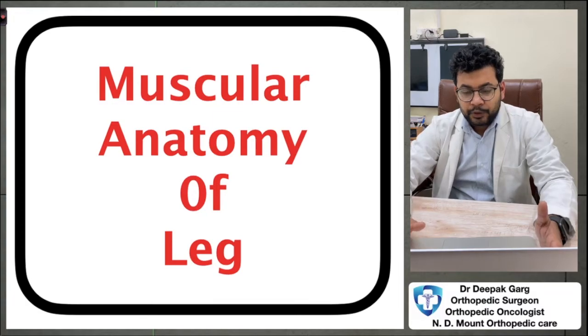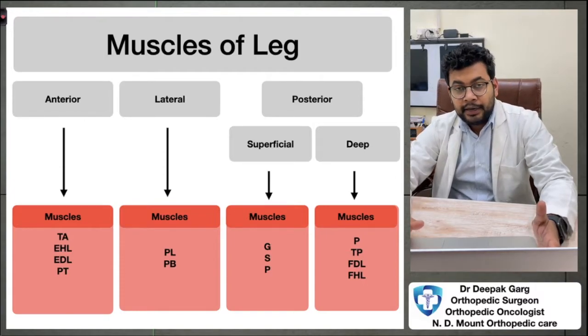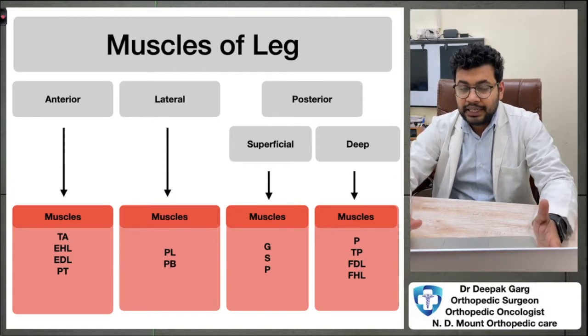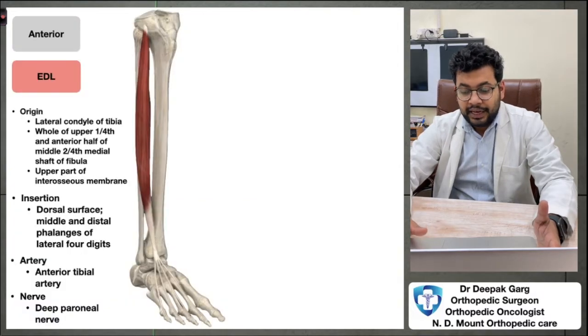Hello guys, today we will discuss muscles of the leg. There are four compartments in the leg: anterior compartment, lateral compartment, posterior superficial and posterior deep compartment. So we will discuss all the muscles in the leg one by one. We'll start with the anterior compartment.